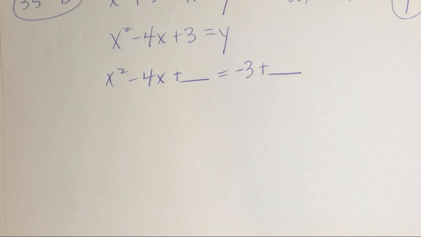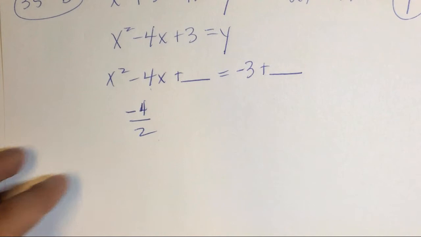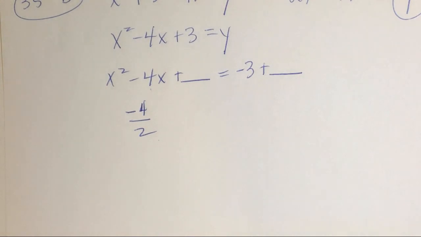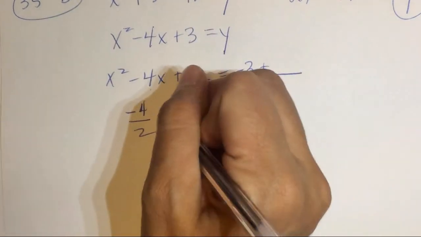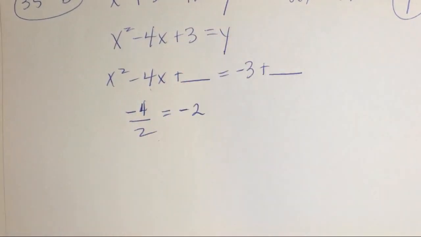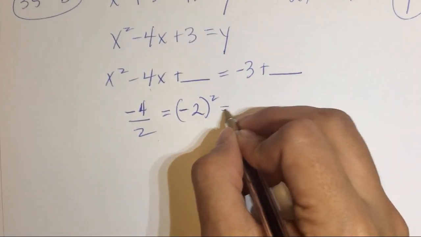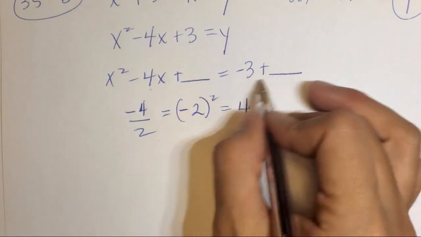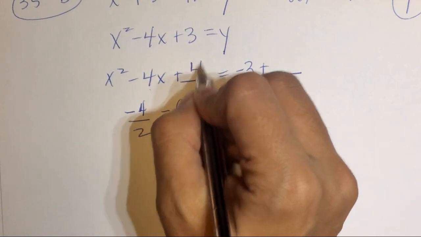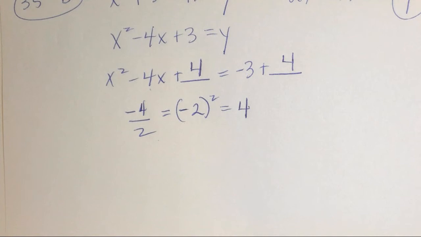Step number 2. Take this middle number and divide it by 2. Always take that middle number, whatever it is, take the sign, divide it by 2. So negative 4 divided by 2 is negative 2. And the next part for completing the square is you always square whatever this is. So negative 2 squared is 4. This number I'm now going to write in my blanks. So I add 4 here. What I do to one side, you do to the other.